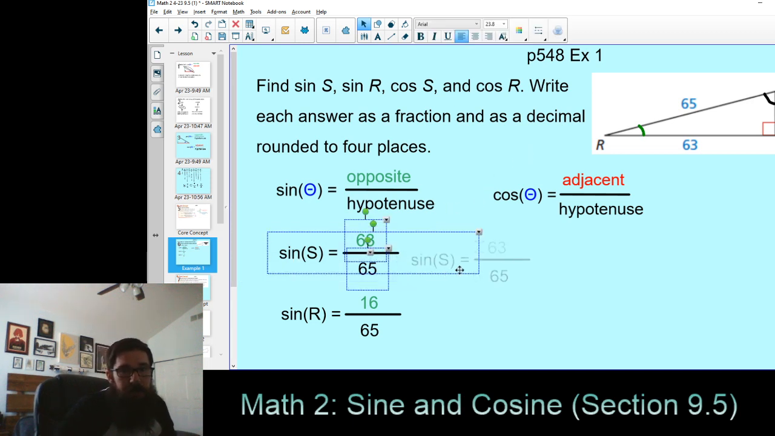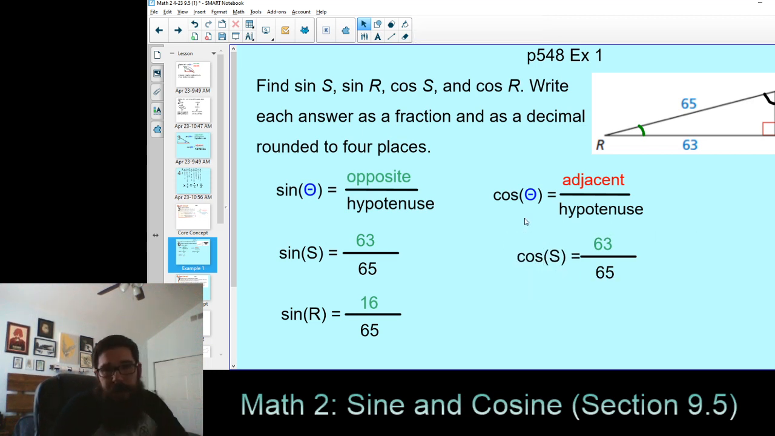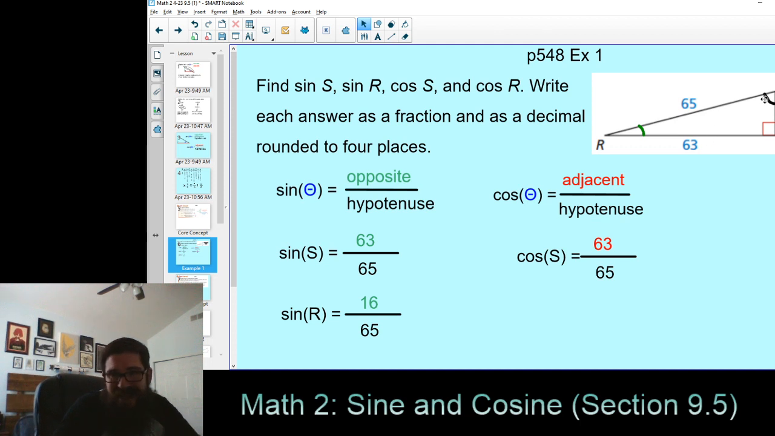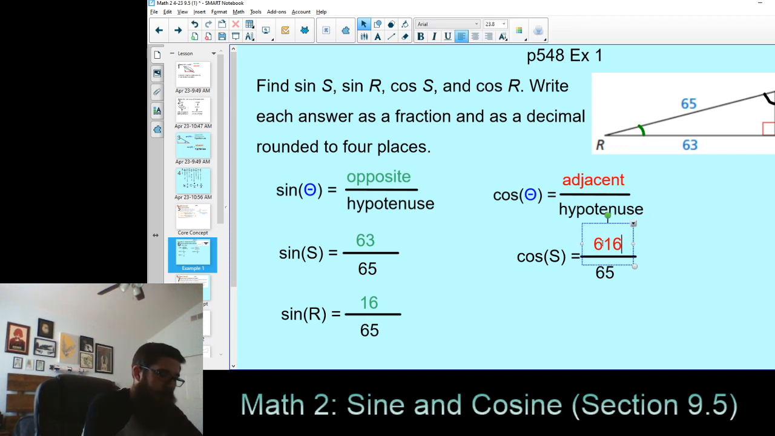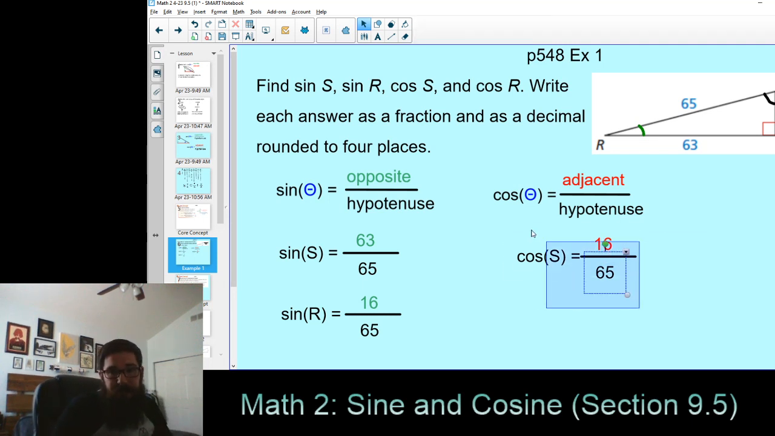All right, now let's do cosine of S. Cosine is going to be my adjacent side. Let's turn this into red here. From angle S, my adjacent side, the one that's touching it, is the 16 right here. The hypotenuse is still 65. That hasn't changed the whole time, right? It doesn't really matter which of the other 2 angles you're talking about, it's always going to be the same value. So cosine of S is 16 over 65.